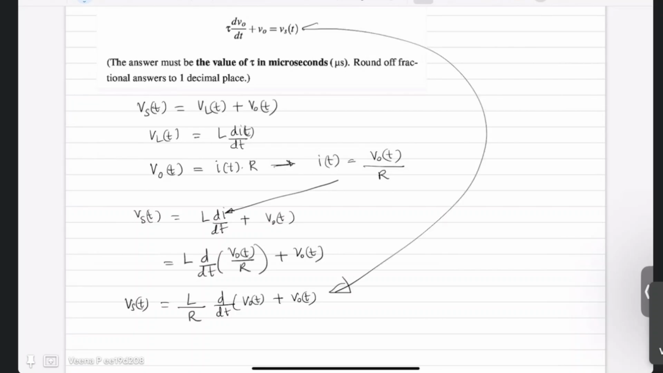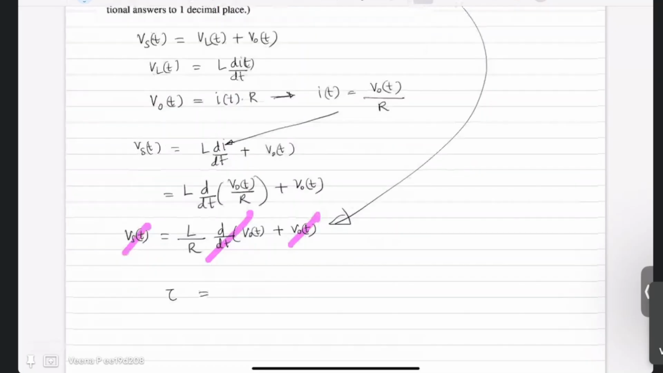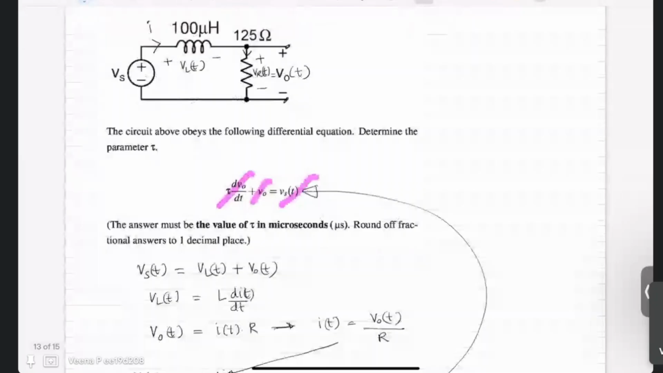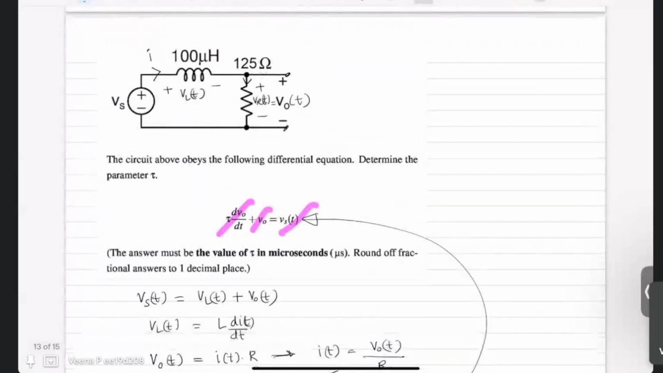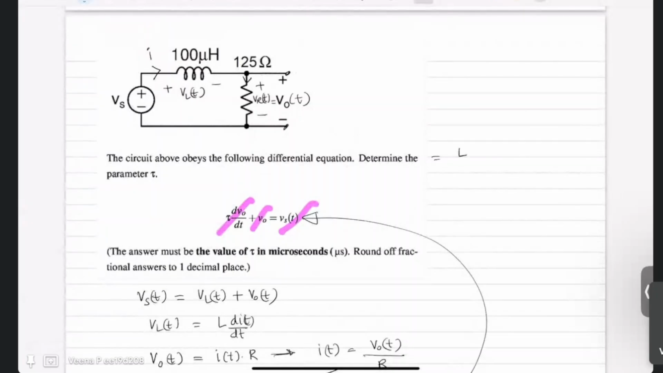So in the given problem, these two forms are now the same. The supply voltage Vs of t is equal to V naught of t plus tau times dV naught of t by dt. You are asked to find what is tau. Tau is the coefficient of your d by dt of V naught of t, which is nothing but L by R. So this is the solution of this question. The value of tau is L by R.